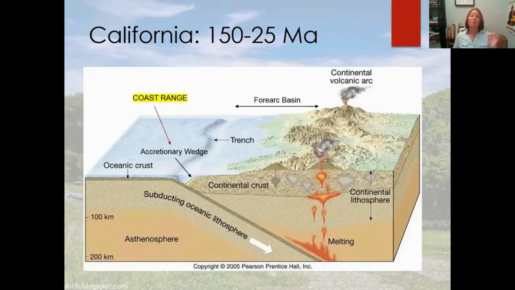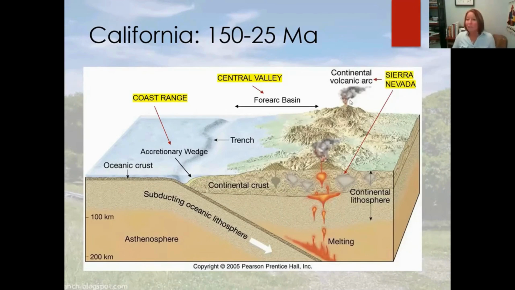So remember that the accretionary wedge is represented by the rocks of our Coast Range. The forearc basin is represented by the Central Valley of California, that flat sedimentary basin. It's very, very deep and is filled with all different kinds of sediment, mostly of volcanic origin. And of course, the Sierra Nevada represents this volcanic arc.